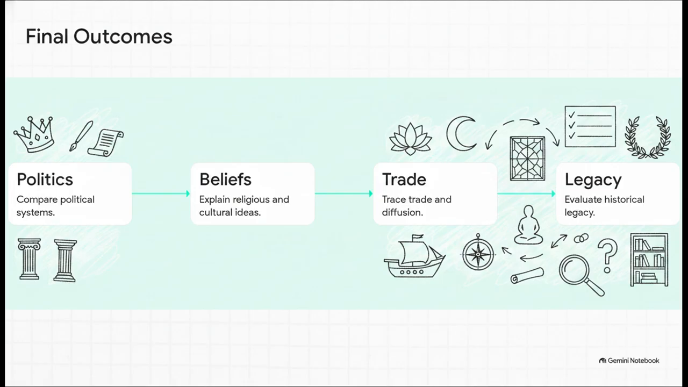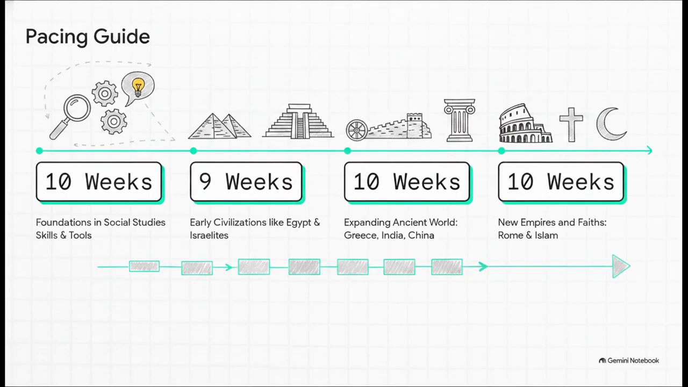It is definitely not just a checklist, it's your ultimate mission as a historian. You won't just know what happened, you'll know why it matters. So, this is the epic 39-week timeline you're about to conquer. 10 weeks of foundations in Unit 1, 9 weeks of early civilizations in Unit 2, 10 weeks of the expanding ancient world in Unit 3, and a final 10 weeks covering new empires and faiths in Unit 4.